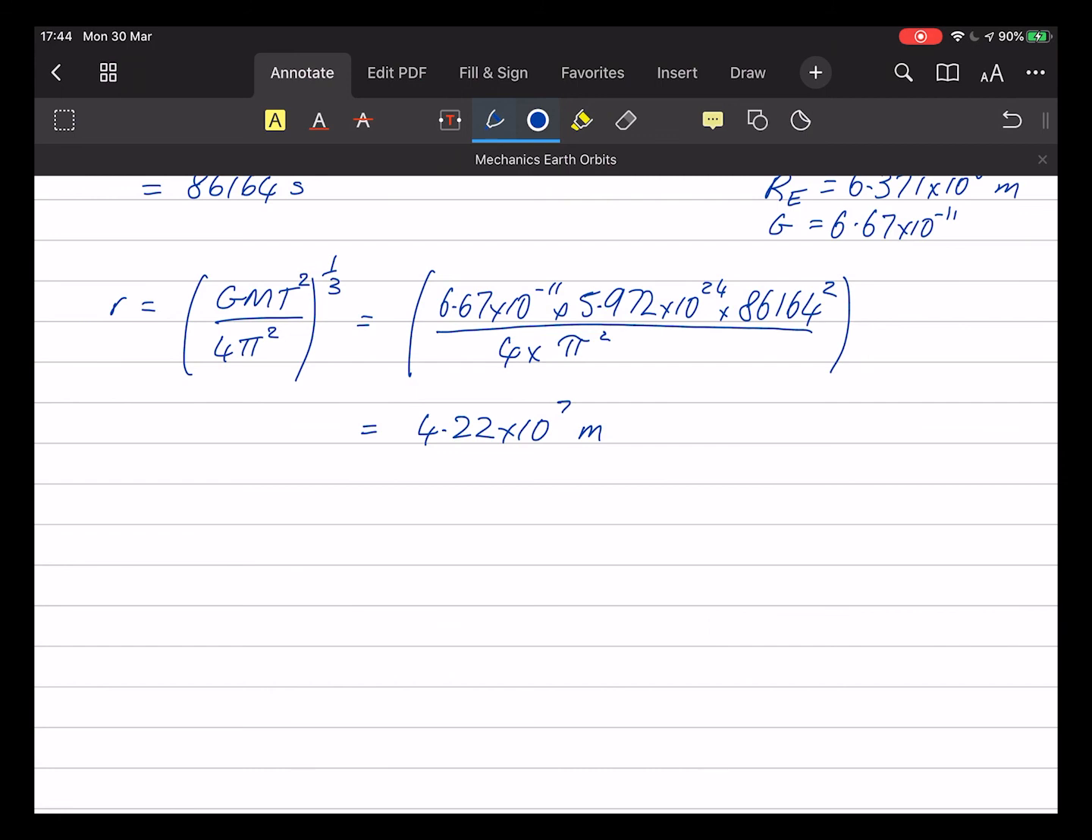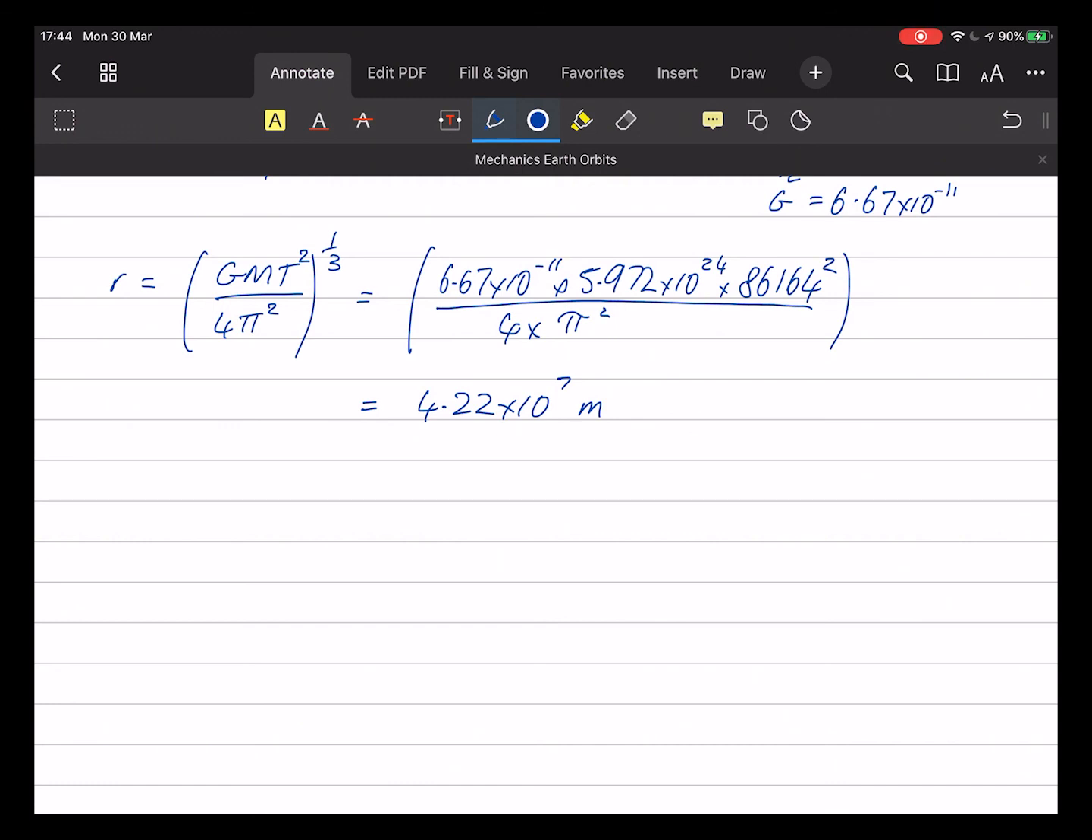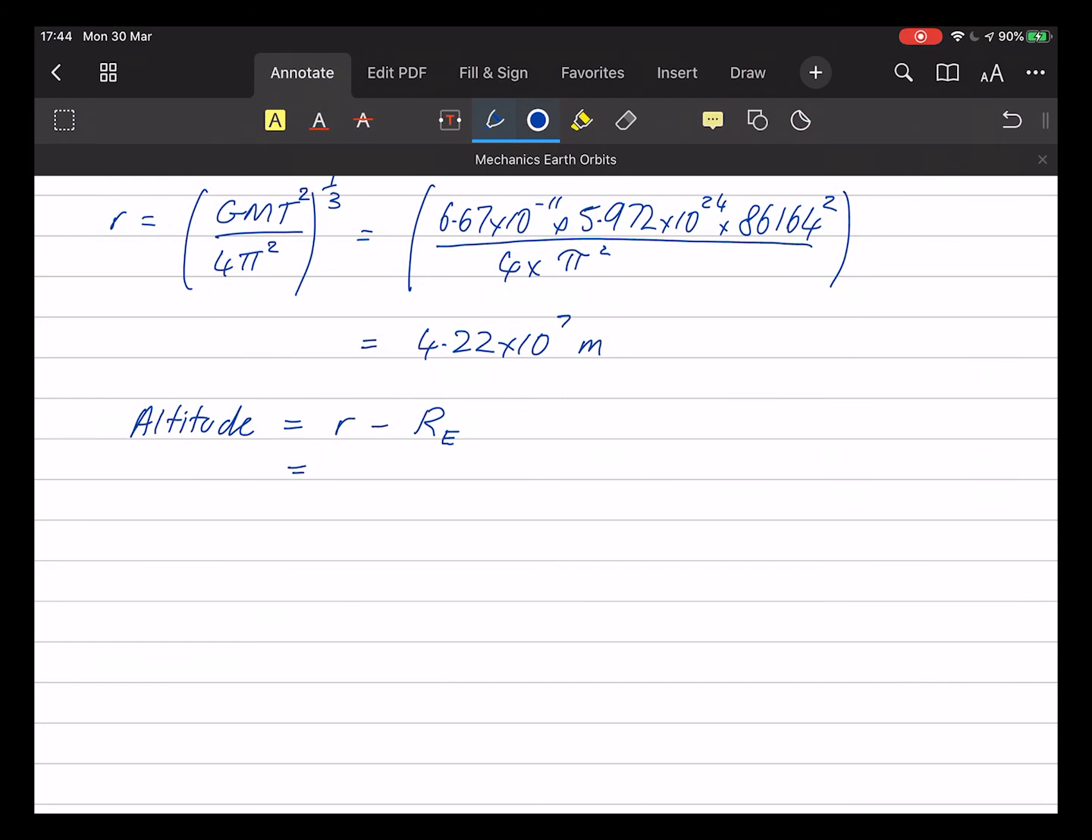So if you're asked to calculate this, many students will quote that as their answer, but of course that's not the altitude. The altitude is this one minus the radius of the Earth. Lag in the iPad, thank you very much. 4.22 by 10 to the 7 minus what we wrote down earlier, 6.371 times 10 to the 6, gives 3.58 by 10 to the 7 meters.